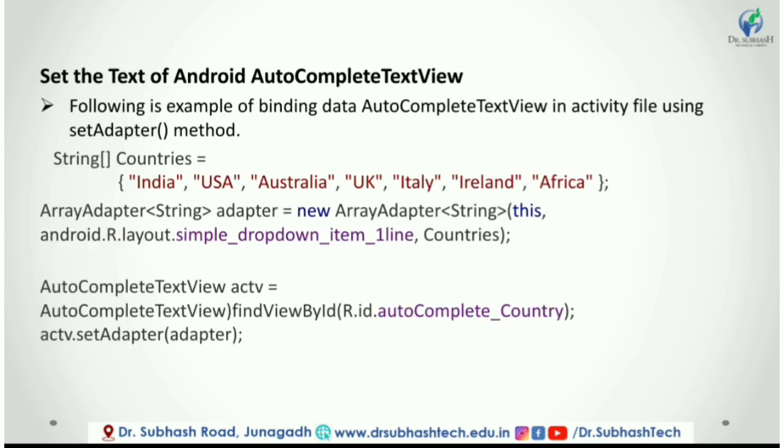Now, set the text of Android autocomplete text view. In Android, we can set the text of autocomplete text view control by using the setAdapter method in an activity file. Following is an example of binding data to autocomplete text view in the activity file using the setAdapter method. If you observe the above code snippet, we are finding the autocomplete text view control which we defined in the XML layout file using the ID property and binding the data using the setAdapter method.